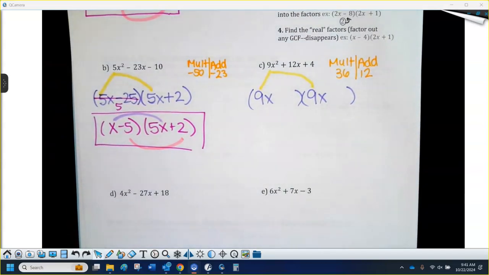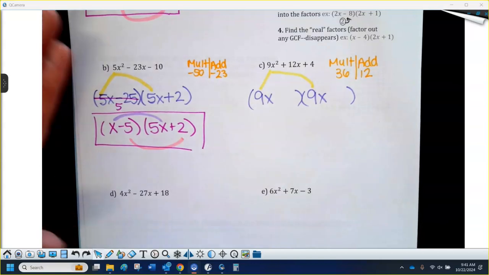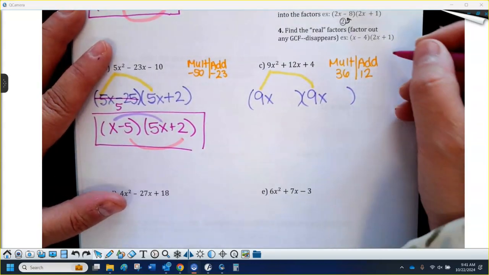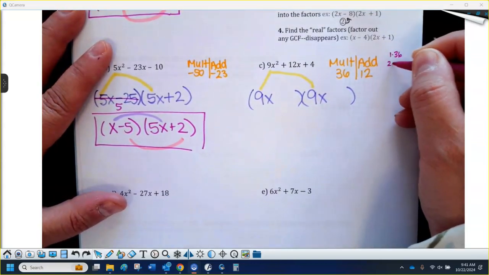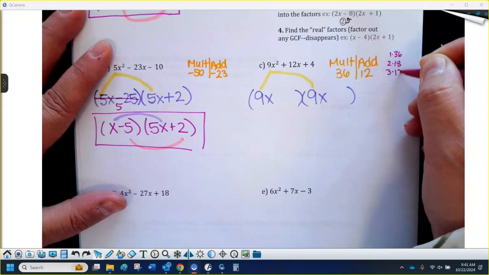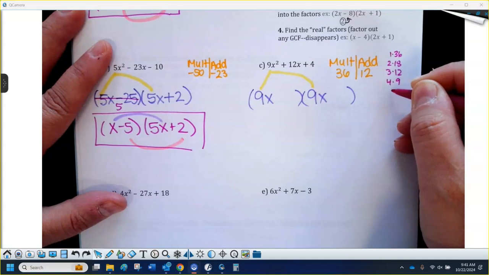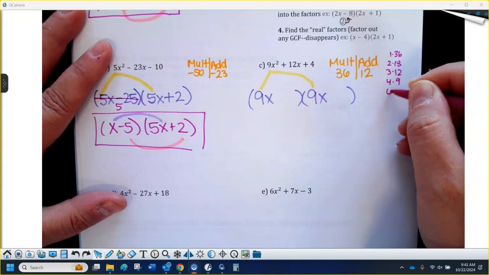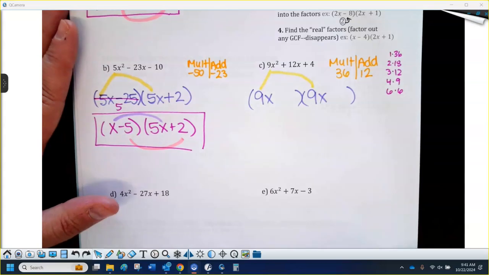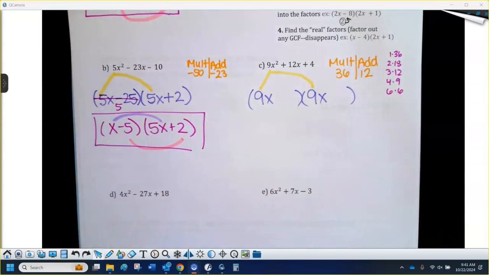9 and 3 would multiply to give us 27. They would add to get 12 for sure. Okay, if you're not sure, and 36 is a little bit tricky because it's got a lot of factors, but you got 1 and 36, 2 and 18, 3 and 12, let's see, 4 and 9, and what else do we have? 6 and 6. There you go. See, and sometimes if you just write it out, it'll come to you real quick.